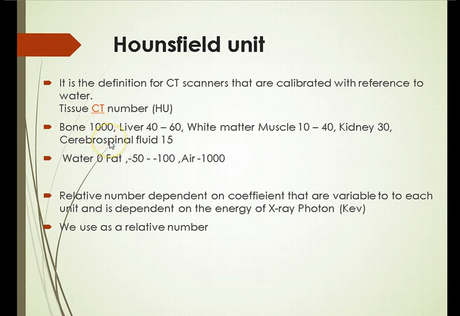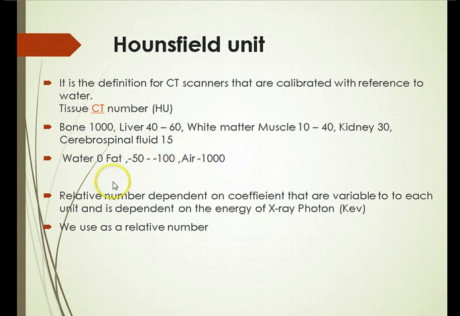And again, this is not the quality of bone. I'm just giving an example at a macro level, not micro. The bone would be 1,000. So like I said, water is 0. If water is 0, bone is 1,000, liver would be between 40 to 60, the muscle is about 10, kidneys about 30, CSF, which is fluid, is about 15.